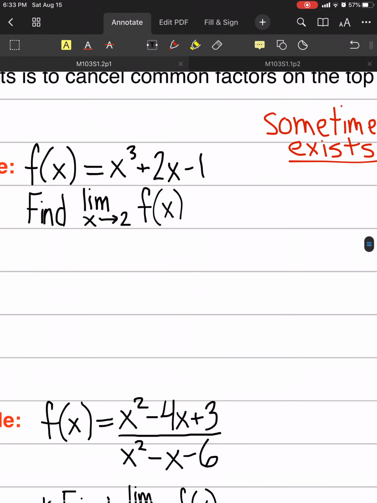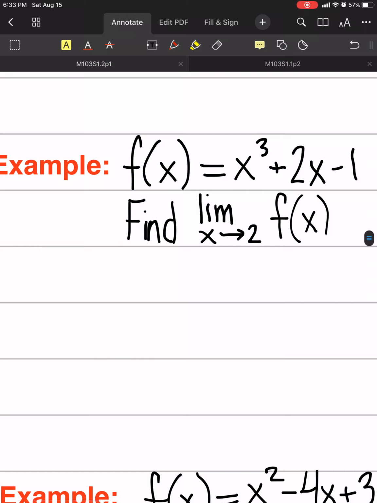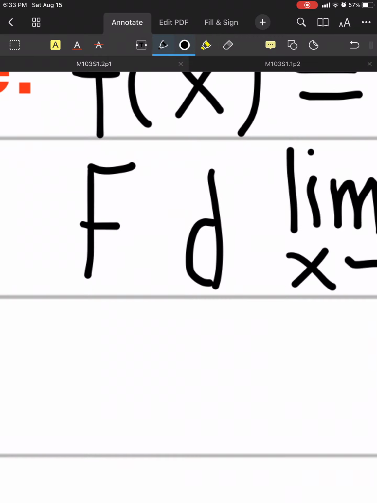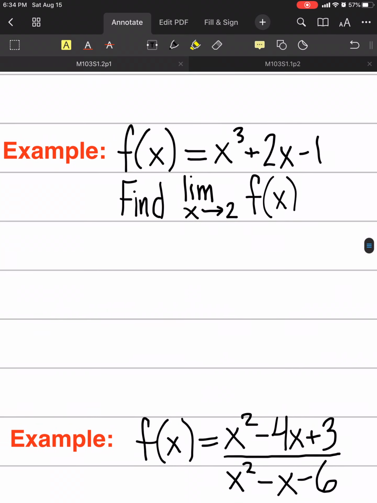Okay, so what I want us to do first, we're going to look at this first example here. So you'll notice here, let me actually fix this up a little bit to write it out a little bit better. There, letters look separate there. Okay, so our function here is x cubed plus 2x minus 1. What I want you to do here is find the limit as x goes to 2 of f of x. I want you to find that.